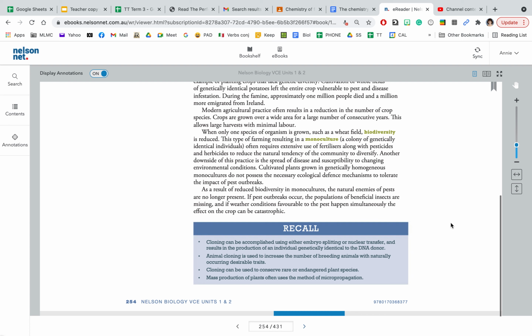Recall: cloning can be accomplished using either embryo splitting or nuclear transfer and results in the production of an individual genetically identical to the DNA donor. Animal cloning is used to increase the number of breeding animals with naturally occurring desirable traits. Cloning can be used to conserve rare or endangered plant species. Mass production of plants often uses the method of micropropagation.